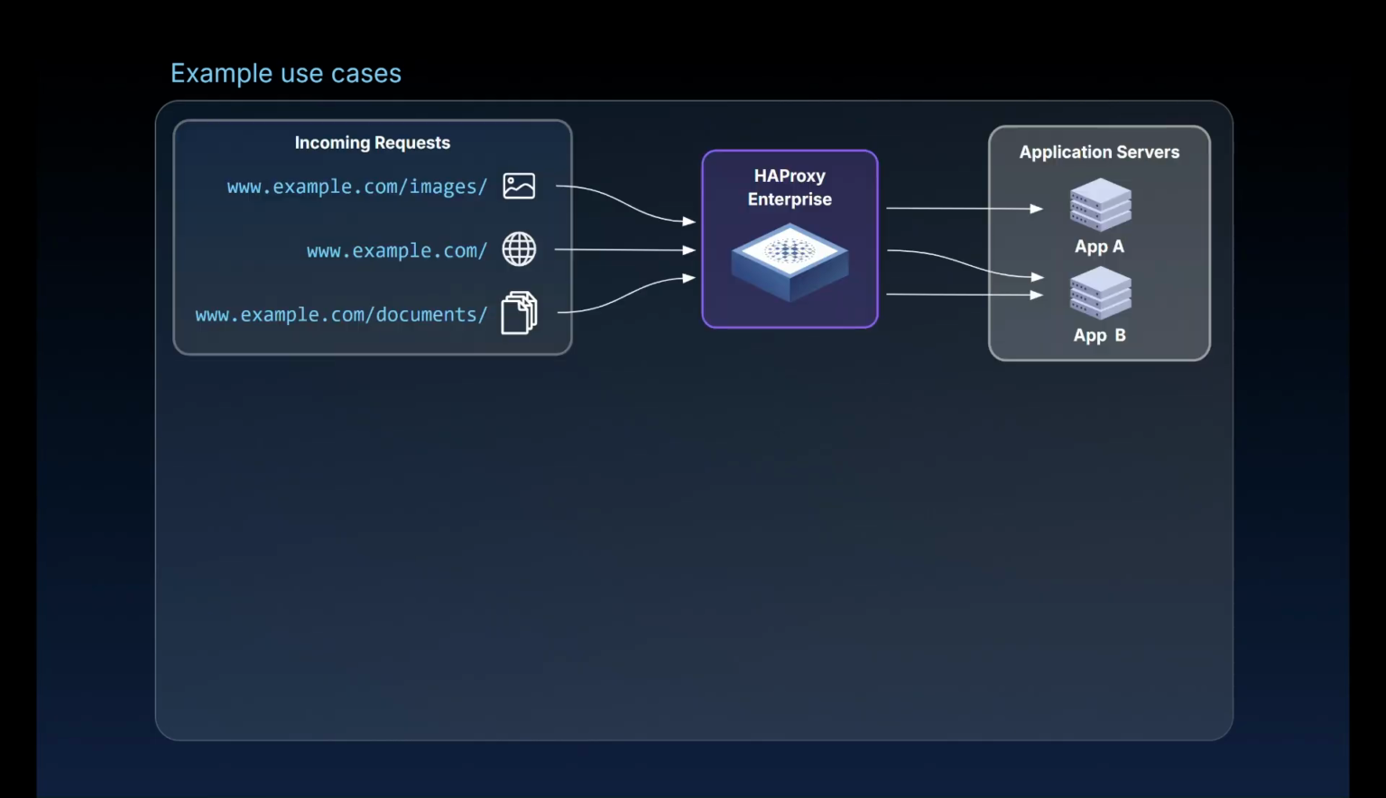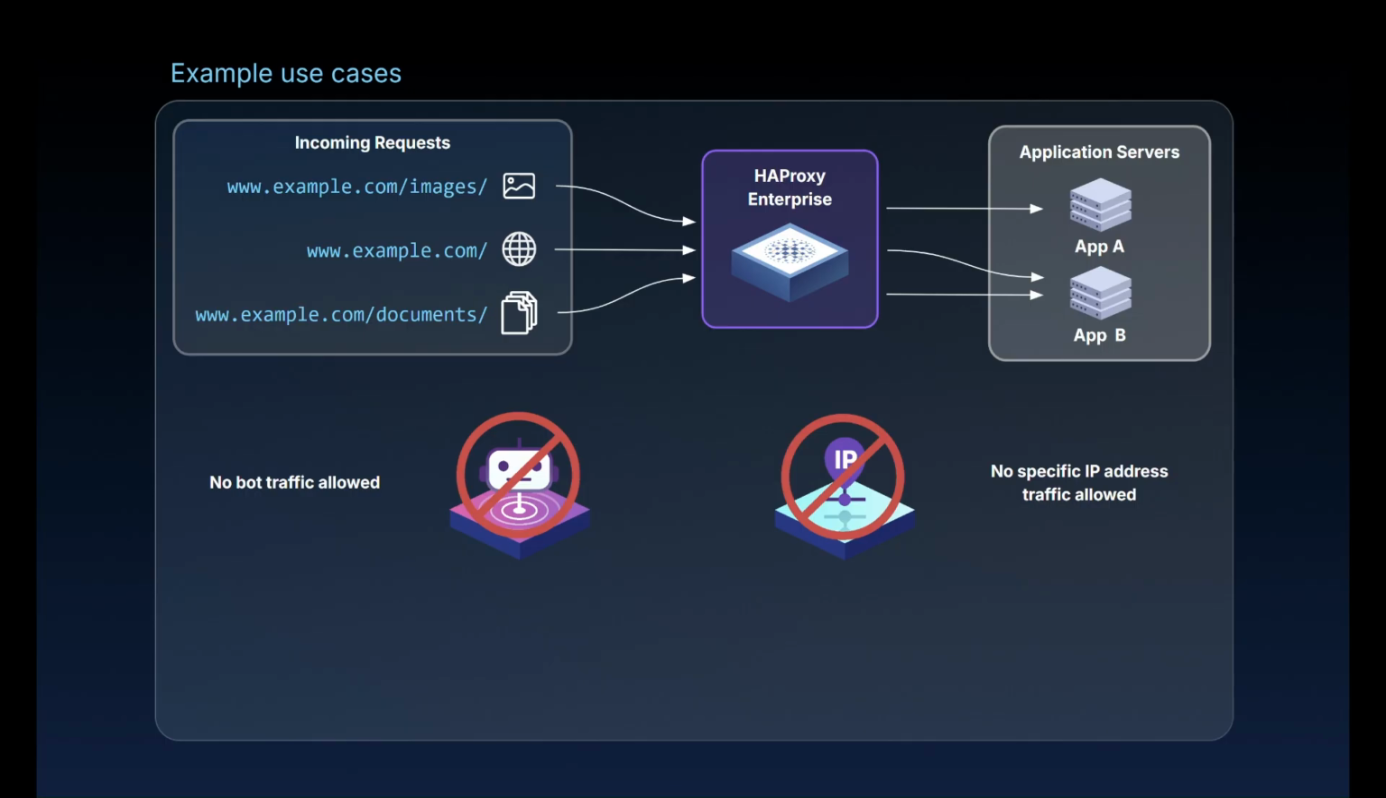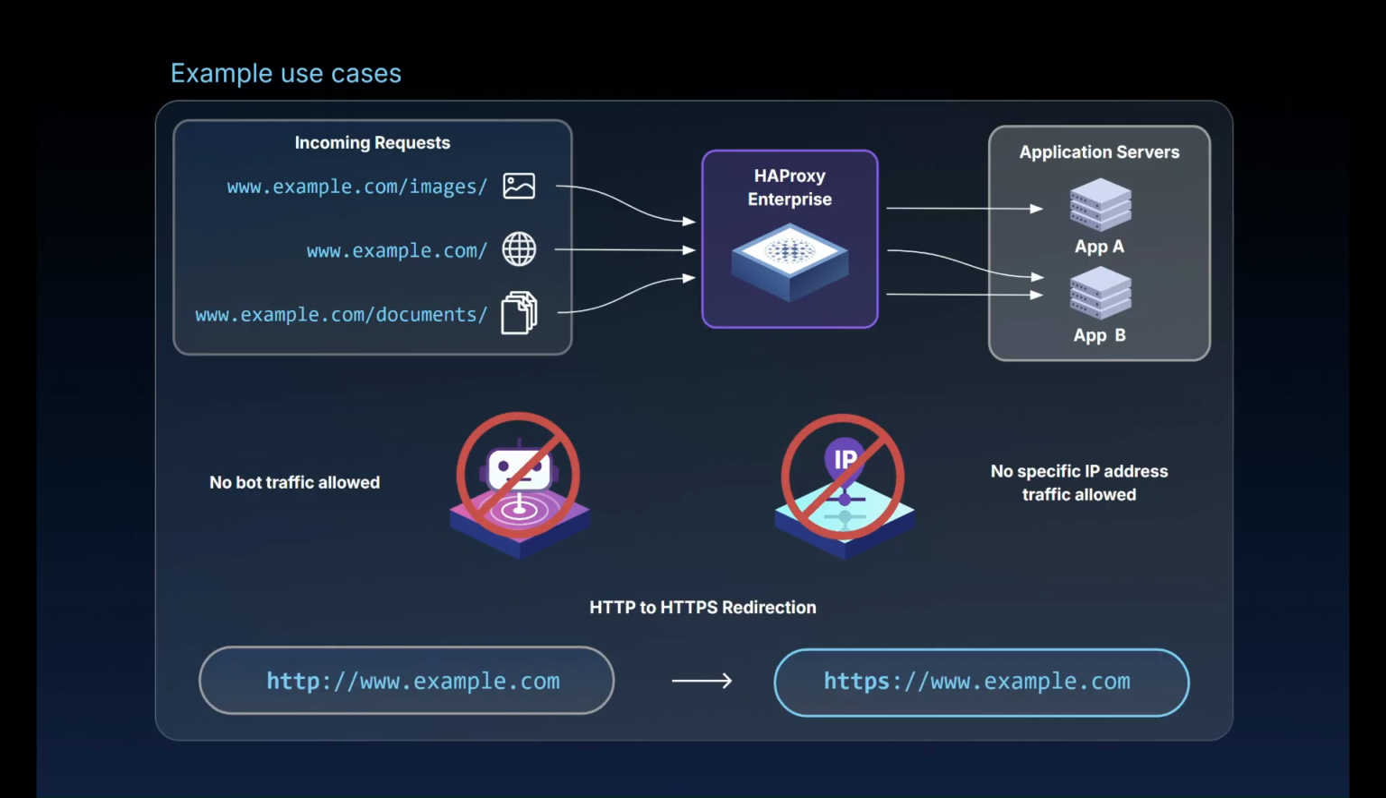How would you go about routing traffic to different backend servers? For example, what if you want to inspect a request to see if the URL path begins with /images to send it to application A? Other requests, say to the homepage or a URL path beginning with /documents, you want to send those to application B instead. How about blocking malicious requests from bots or specific IP addresses?